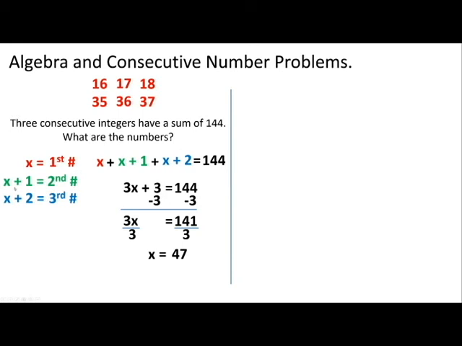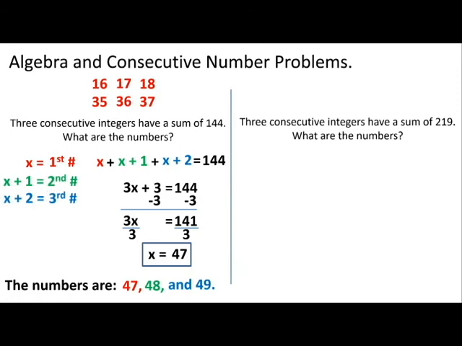Once I know the first number, the second number has to be 1 bigger, and the third number has to be 2 larger. The consecutive numbers that add up to make 144 would be 47, 48, and 49. Again, it's the same thing we learned in the magic trick, we learned in the calendar problem. We're just applying it in a way that you might see in a math class.